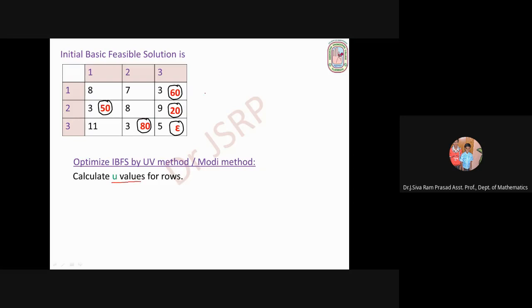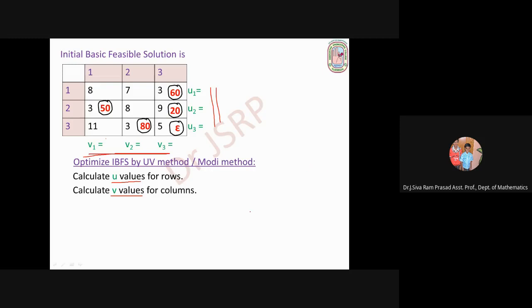For the first row, here in the table, this is U1, second row U2, third row U3. These are the U values for rows. Next, calculate V values for columns. Write them in the table in the last row: for the first column V1, for the second column V2, for the third column V3. So these are the V values for columns.